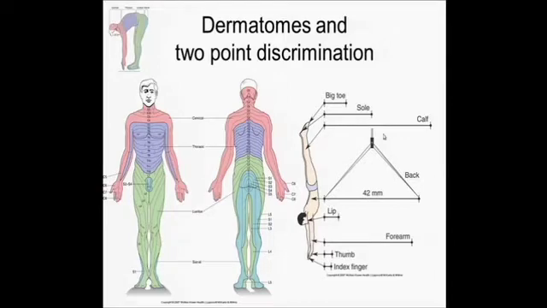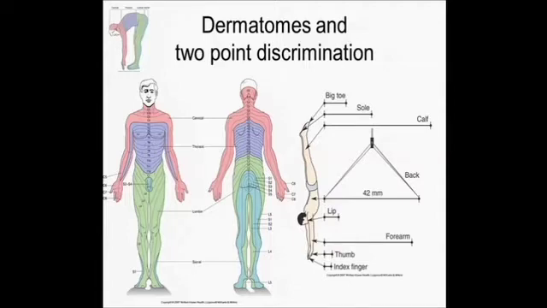So this is what we did, is the 2-point, this sort of shows how things like the lip, the thumb, and the index finger, you have millimeter resolution, whereas the forearm, the back, the calf, and the sole have on the order of inch to 2-inch resolution of being able to distinguish two things touching you.